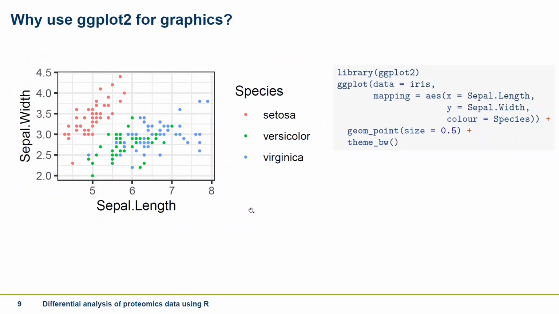The question now is, why should we use ggplot2 for graphics? Here's a small example. I used here the iris data set, which has the length and the width of the sepal flower parts. I will just plot a scatter plot with the ggplot2 package. You can see that I only need a few lines of code, and I get a really nice looking plot with a legend, with different colors for each species, and so on.